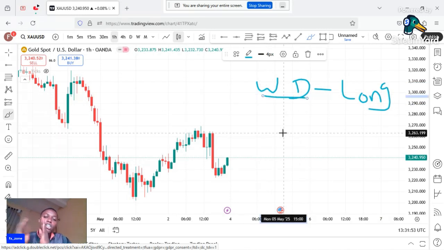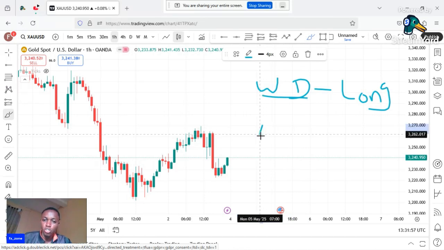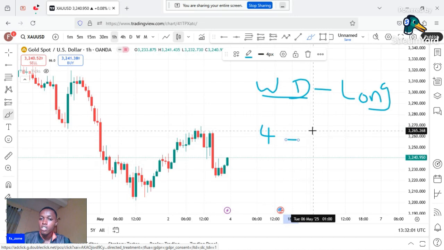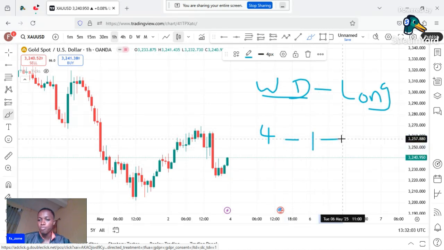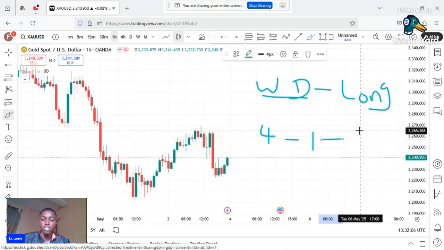Now, if we want to look at current moves, the moves we can catch now, we'll pay attention to the 4 hour and the 1 hour time frame, for the current trend and recent trend.